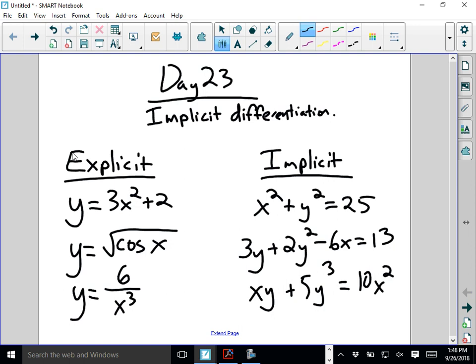The question is, how do we find the derivative when we have something that's implicitly defined? How do we find dy/dx when y is not explicitly defined? Right? We could do the derivative of all those ones on the left side, but how do we do the derivatives of the ones on the right side? So here's what we need to know.